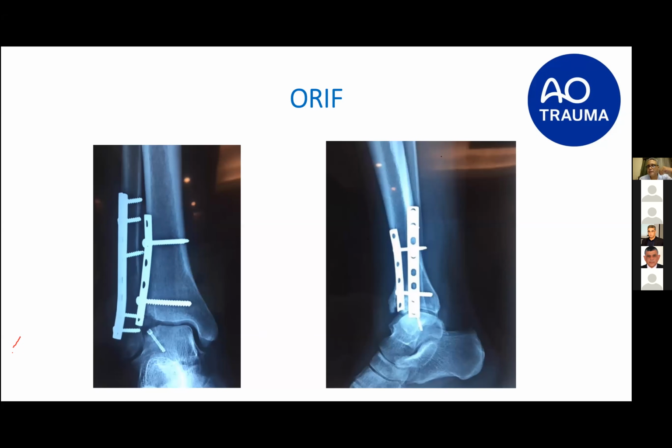Any other questions? Yeah, another question. What was the time for the removal of the K-wire and the syndesmotic screw? I took them out 3 months later. 3 months.